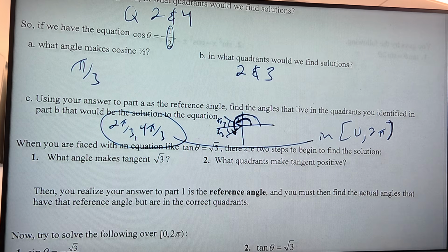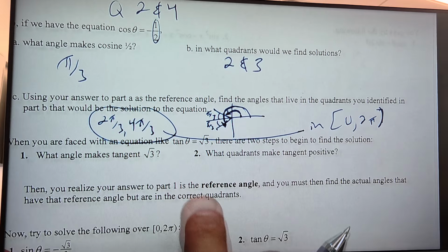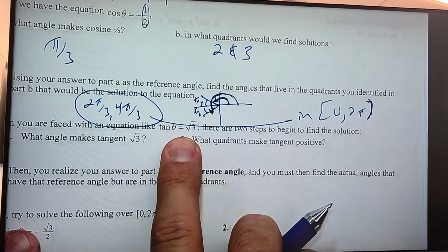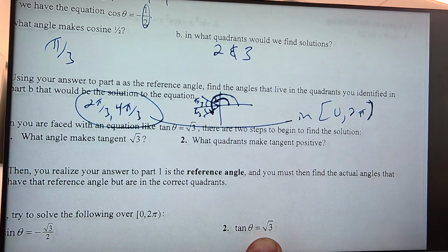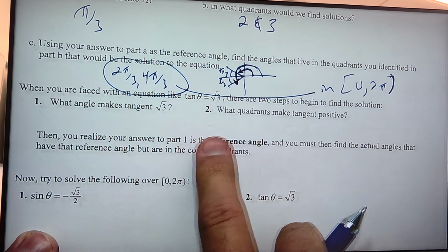Okay, let me stop for a minute. Do you guys see how that pretty much puts together almost everything we've been talking about? And you don't even know yet, but we are going to fold more stuff into this. An equation like tangent theta equals rad 3, which for some reason I put down here again. So number 2 is going to be easy.